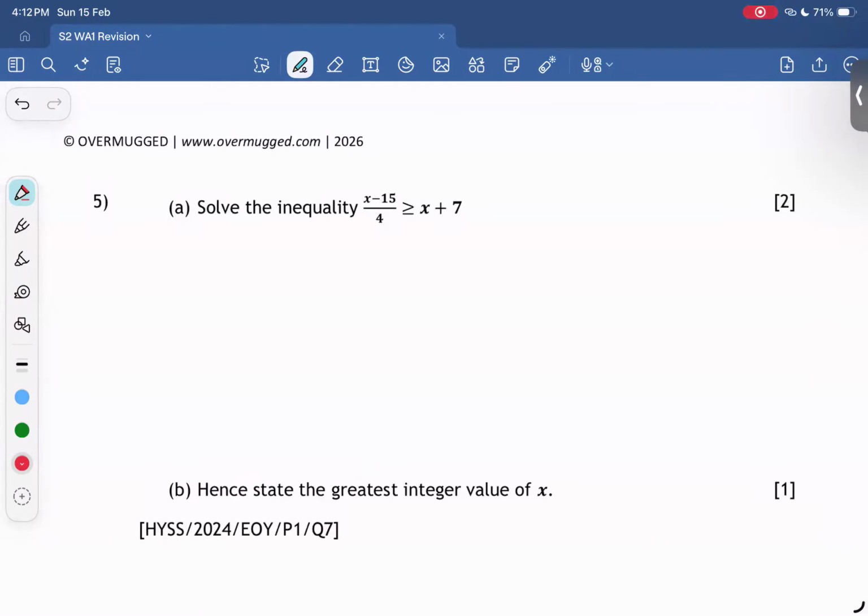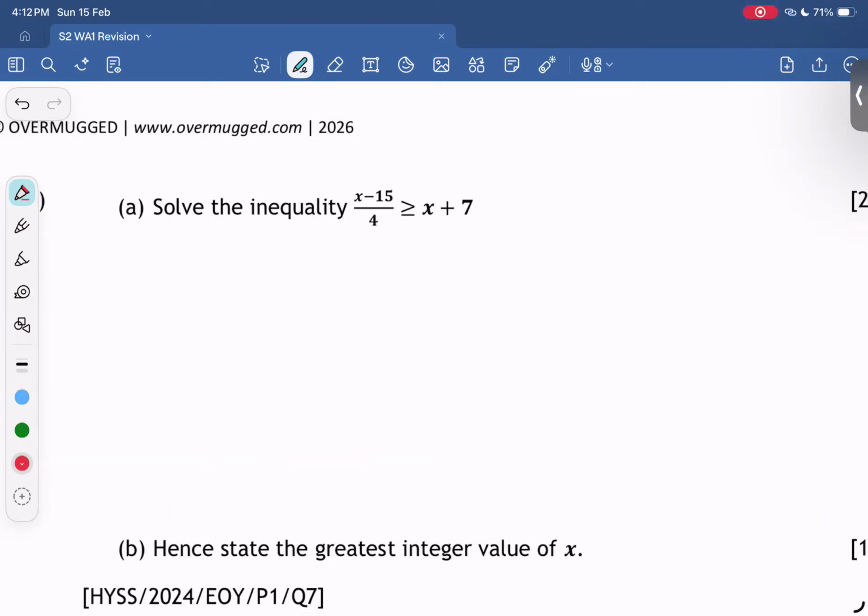So once again, I have a linear inequality with a fraction. So when we have a fraction, guys, please try your best to get rid of the fraction. Over here I've got (x minus 15) over 4 more than or equals to x plus 7. So how do we get rid of the fraction? Once again, what did I tell you? See the denominator. I don't like my denominator, so I will get rid of it. How do I get rid of denominators? I will just multiply with the denominator.